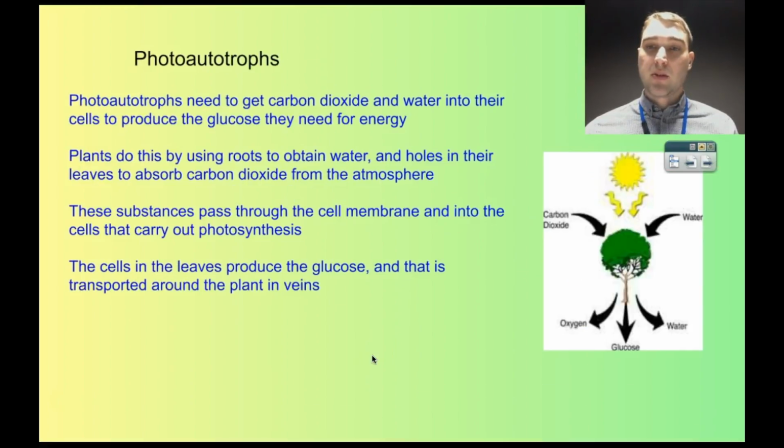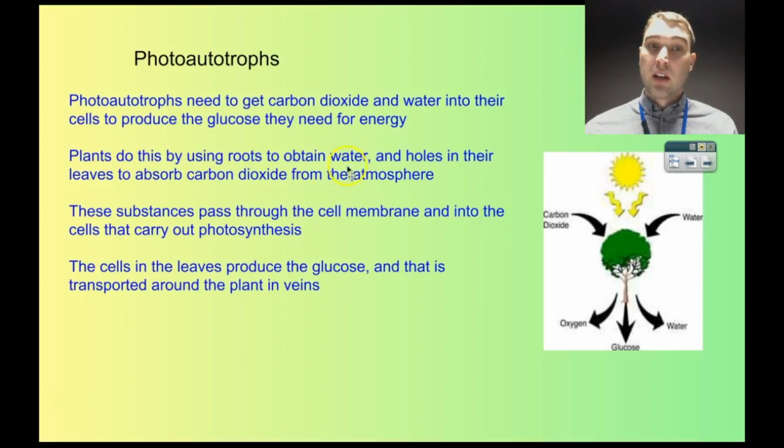So let's talk about photoautotrophs first. We'll just use plants again as our example. They need to get carbon dioxide and water into the cells so that the photosynthesis reaction can occur. And how do they do that? Well, they use their roots to suck water up from the ground, and there are holes in the leaves of the plants that can suck gases in. One of the gases that they suck in is carbon dioxide. So it just sucks in air, and they remove the carbon dioxide from the air and use that to do the photosynthesis.